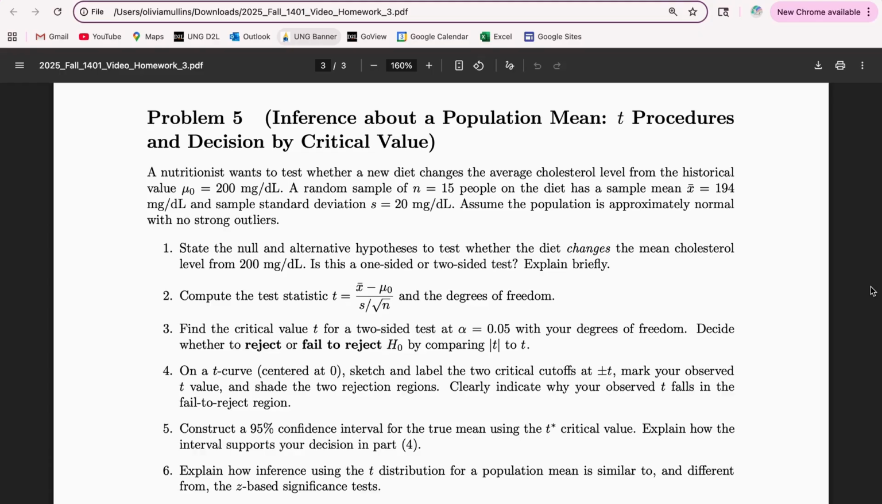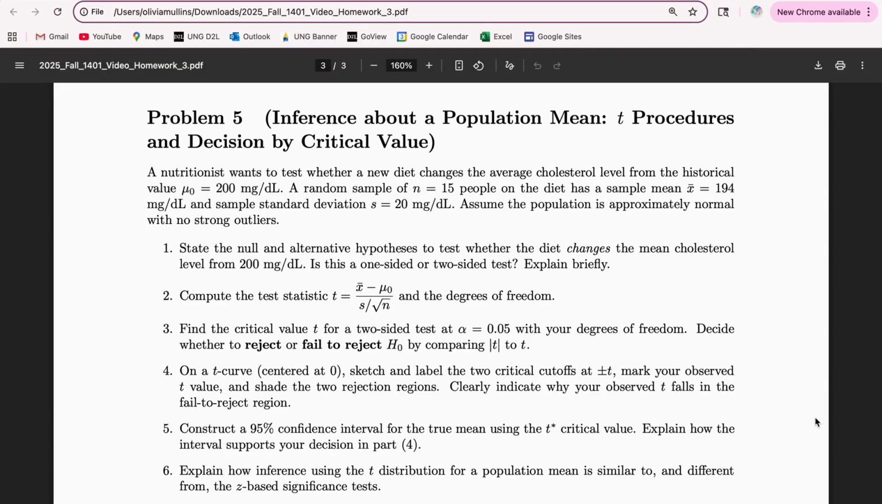For the first question, it says, state the null and alternative hypotheses to test whether the diet changes the mean cholesterol level from 200 milligrams. Is this a one-sided or two-sided test? Explain briefly. For this question, the null hypothesis is that the mean equals 200, and the alternative is that the mean does not equal 200, making this a two-sided test since the difference could be either higher or lower than 200.